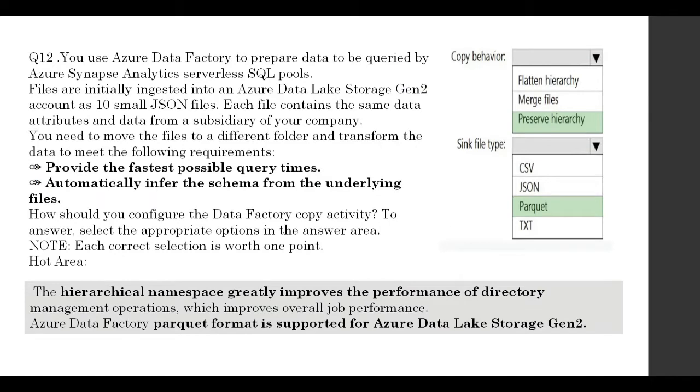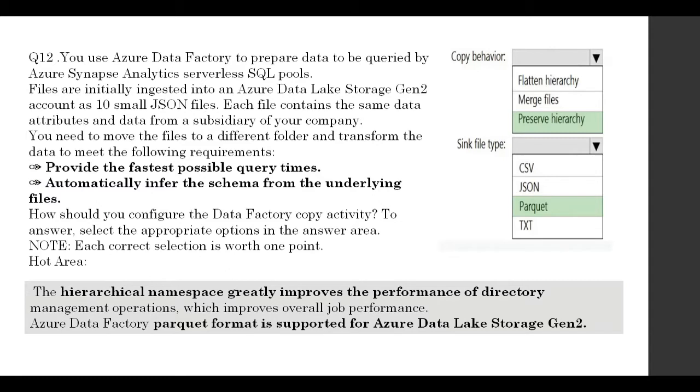You use Azure Data Factory to prepare data to be queried by an Azure Synapse Analytics serverless SQL pool. Files are initially ingested into an Azure Data Lake Storage Gen2 account as 10 small JSON files. Each file contains the same data attributes and data from a subsidiary of your company. You need to move the files to a different folder and transform the data to meet the following requirements. The first requirement is to provide the fastest possible query time, and the second requirement is to automatically infer the schema from the underlying files. So what is the copy behavior and what is the sink file type we have to use here? The copy behavior should be preserve hierarchy and the sink file type should be Parquet.